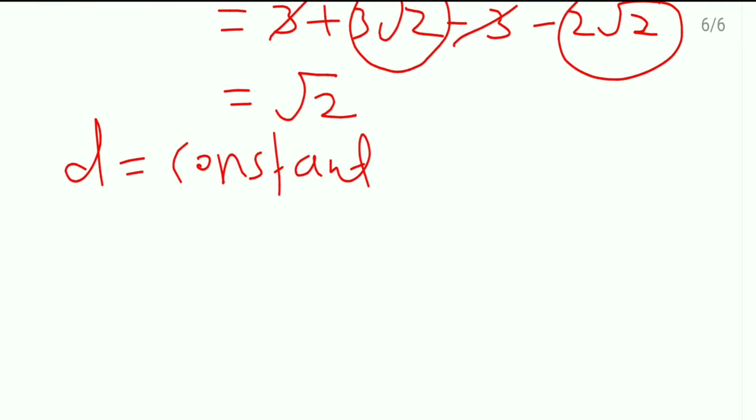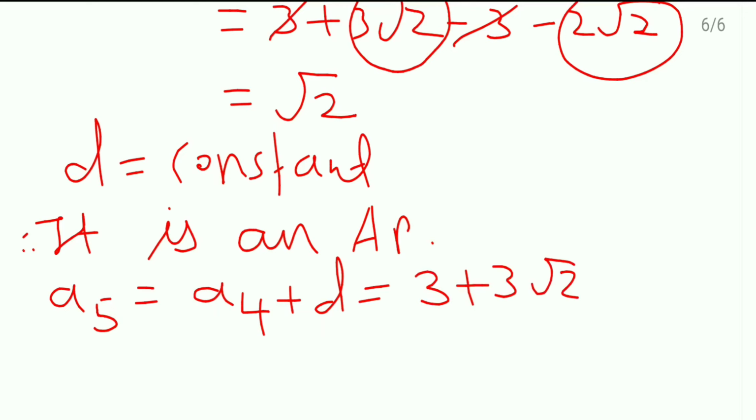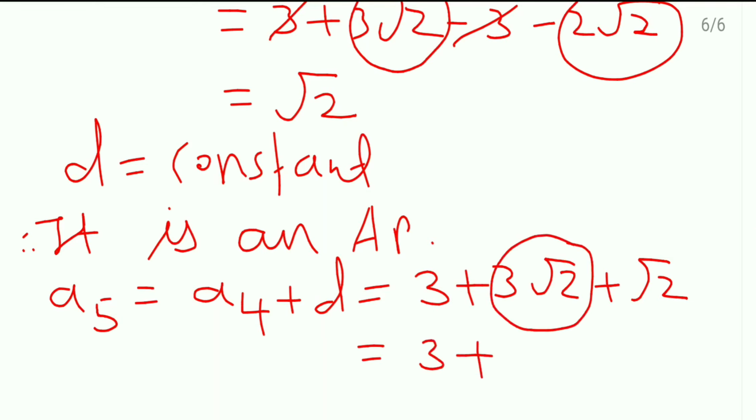Right? So here you need to write down: therefore it is an AP. We need to get the next 3 terms. So here A5 is equal to A4 plus D. A4 you already know, 3 plus 3 times root 2, and D you know, which is root 2. So which comes as 3 plus, see here, 3 times root 2 and 1 time root 2, that is nothing but 4 times root 2.